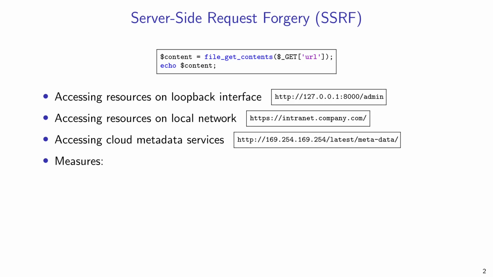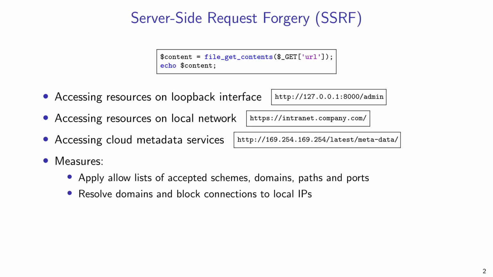So how can we mitigate SSRF? As for mitigation measures, the application can validate submitted URLs by applying allow lists of accepted schemes, domains, paths, and ports. Unfortunately, enforcing domain restrictions may not always be feasible, especially if the functionality is intended to fetch resources from arbitrary domains. In such cases, one approach is to resolve domains from the submitted URLs and block connections to domains that point to local IP addresses.